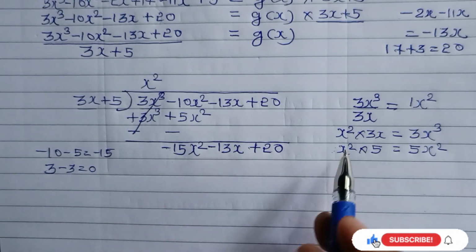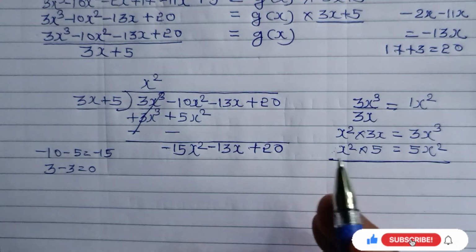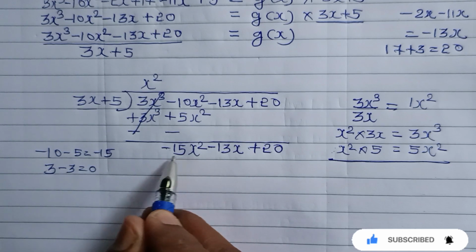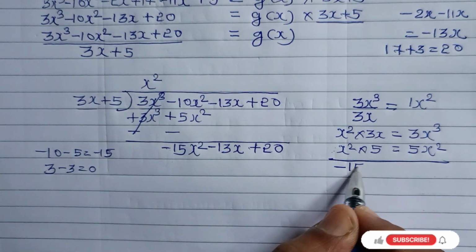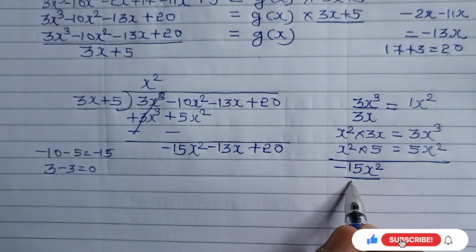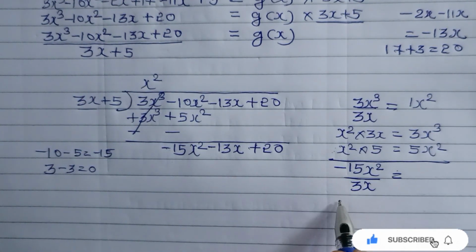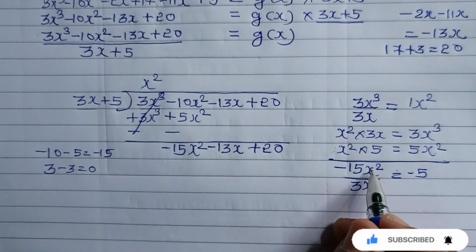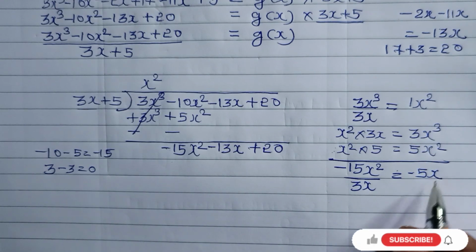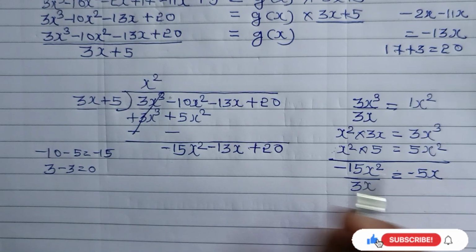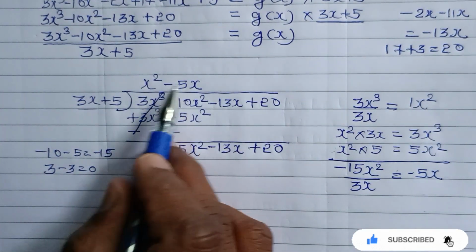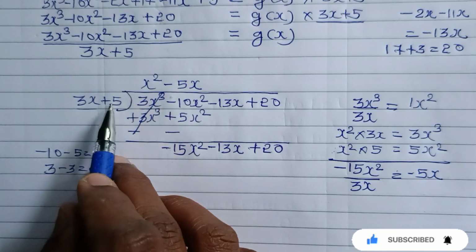Again you have to repeat the same: divide first, then multiply. First take the leading term of this new dividend. What is the leading term? Minus 15x square divided by the leading term of the divisor, 3x. Minus 15 upon 3 is minus 5, and this is 2 minus 1, which is 1. So you write only a single x. So this is the second term of the quotient, minus 5x.